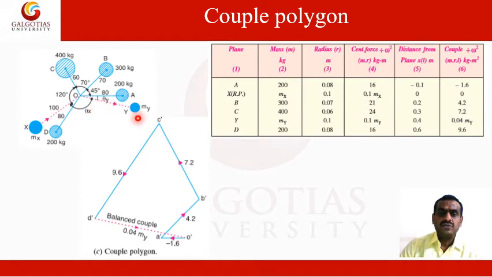So first we have to draw the couple polygon. Take this O as a point and mark the O point. From the O point, draw the horizontal line, with a distance equal to 1.6.